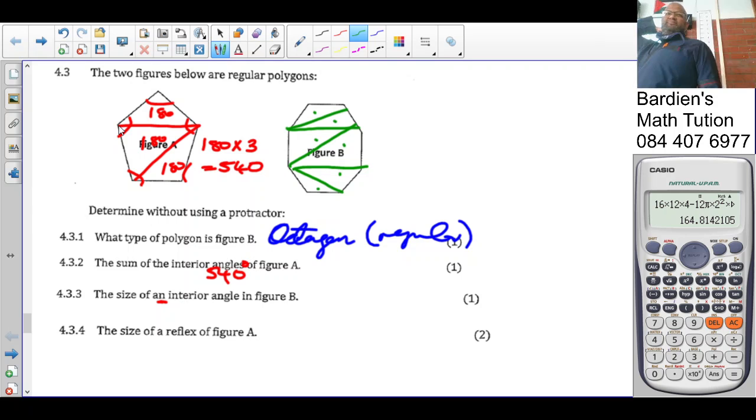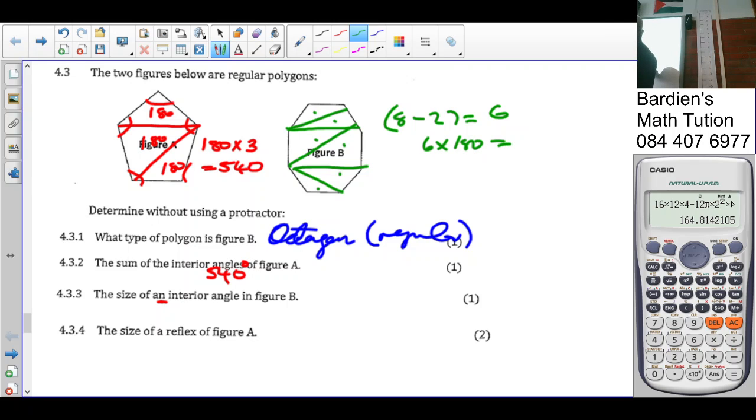6 triangles. How many triangles can fit in a 10-sided figure? 8. 12-sided figure? 10. So it's always 2 less. So here we have 8, so it's 8 minus 2, which is 6. So it's going to be 6 times 180. 0 times 6 is 0. 6 times 8 is 48. Okay. It says 1080. Is that correct?